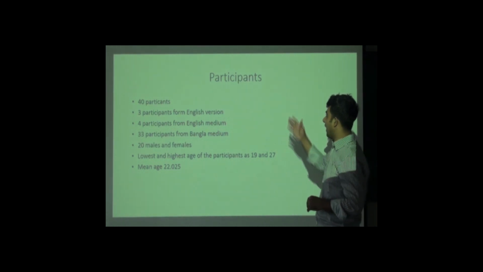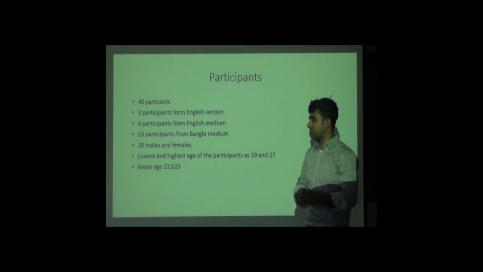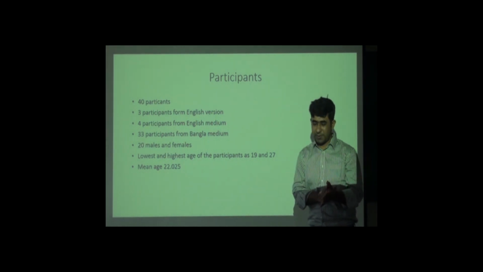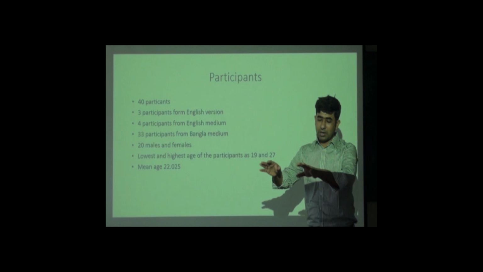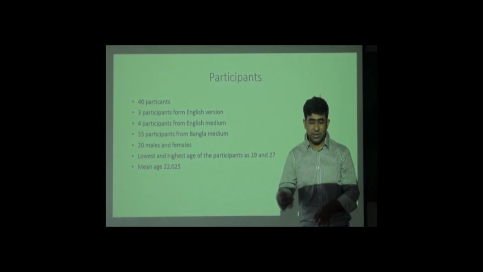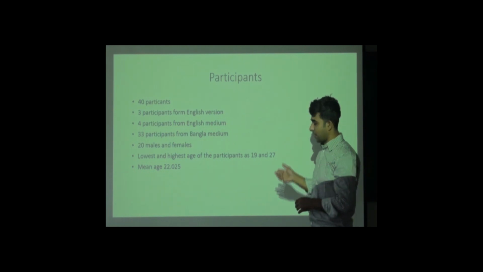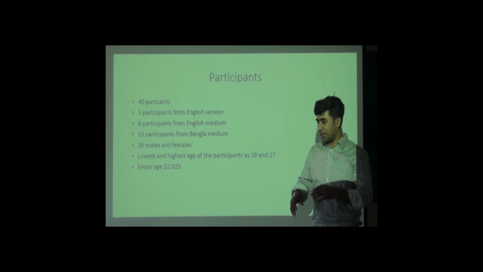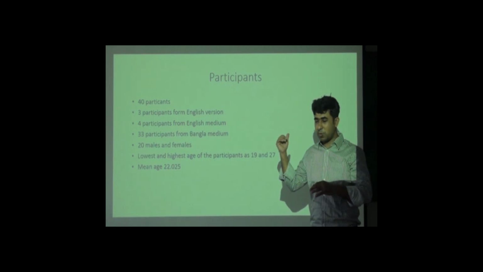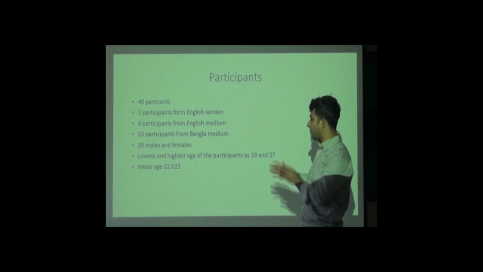As I said, there were 40 participants. Among them, 3 participants were from English version. English version means the students study everything in English, but the curriculum is in Bangla, with translated English books. And 4 participants were from English medium. English medium students study everything in English, and their curriculum is provided by the UK, Cambridge University. And 33 participants were from Bangla medium.